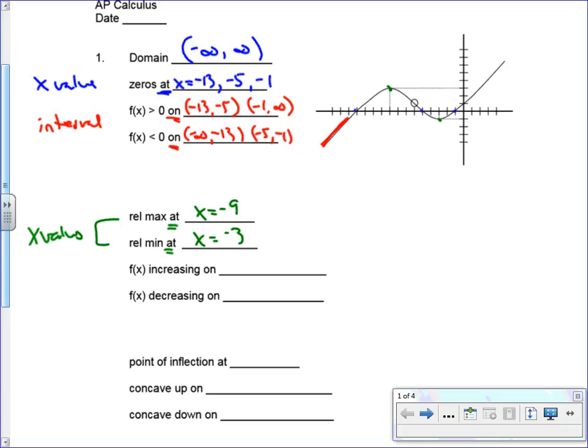Alright? So, again, I like to start at the beginning. What's it doing first? It's increasing. So that's negative infinity until it gets to negative 9. And in the middle of the graph, it decreases, negative 9 until it gets to negative 3. And then at the other end of the graph, negative 3 to forever, it increases. Okay?